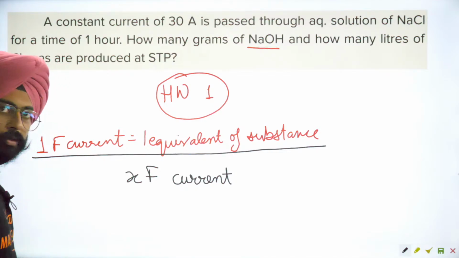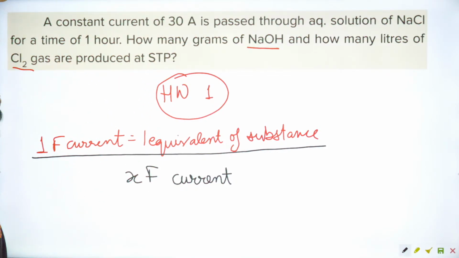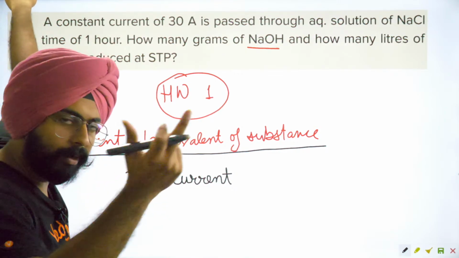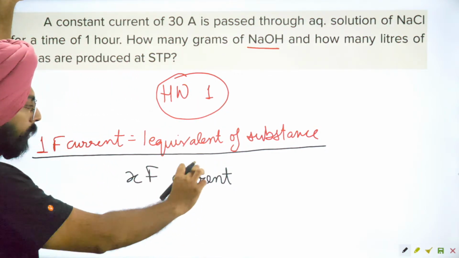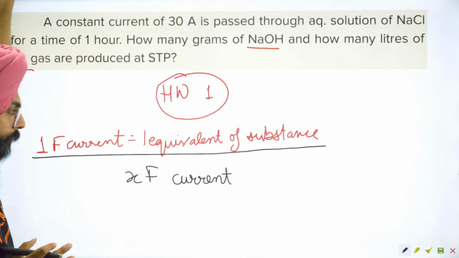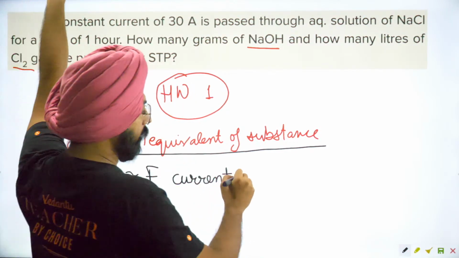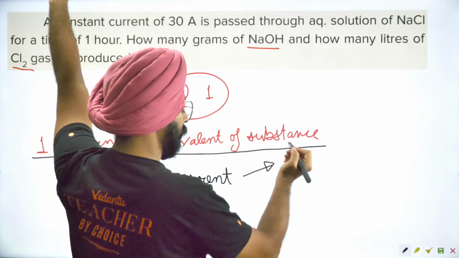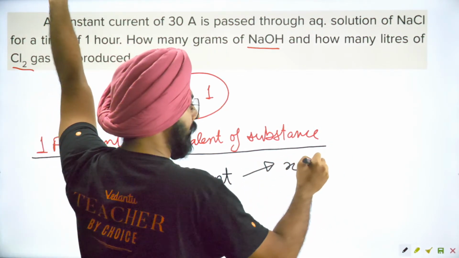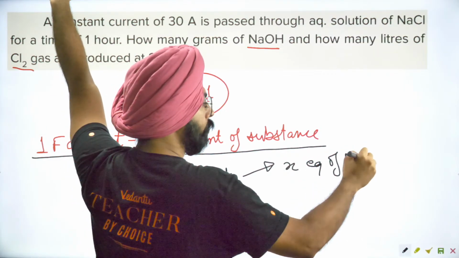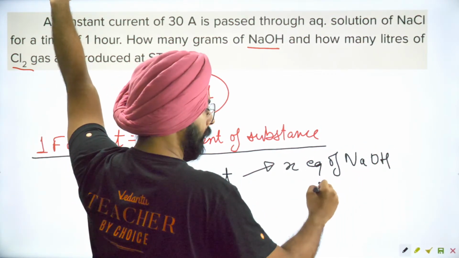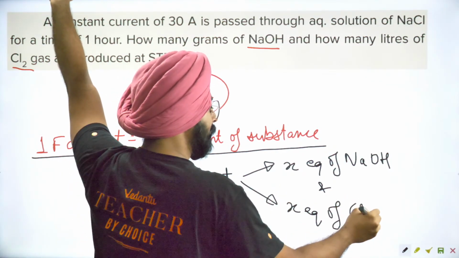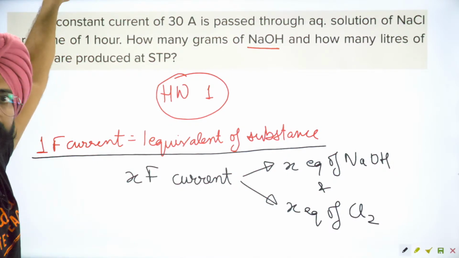Okay. First of all, you calculate how many Faraday of current is being given to you. So 30 into 3600 divided by 96,500, that will be your Faradays of current. Now this Faraday of current will give you, X Faraday of current will give you X equivalent of NaOH, and it will also give you X equivalents of Cl2. This is the idea. Okay.